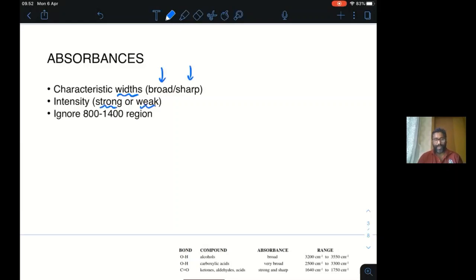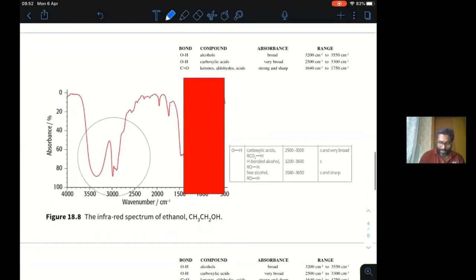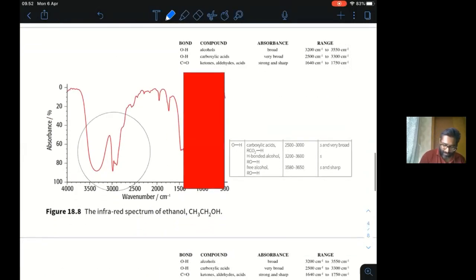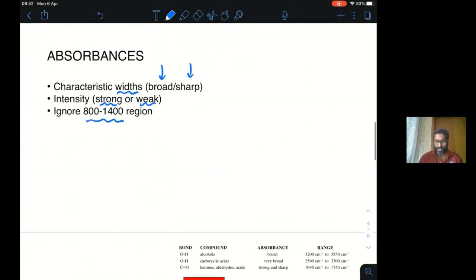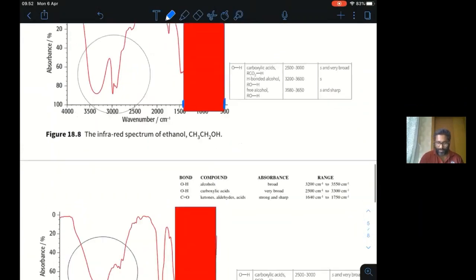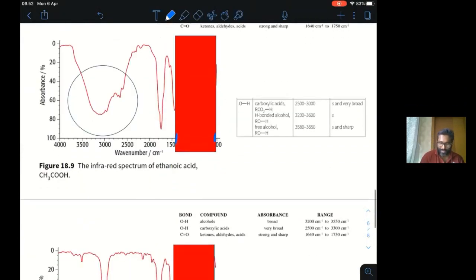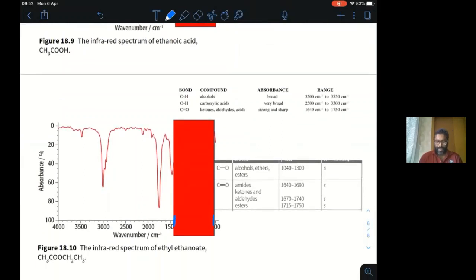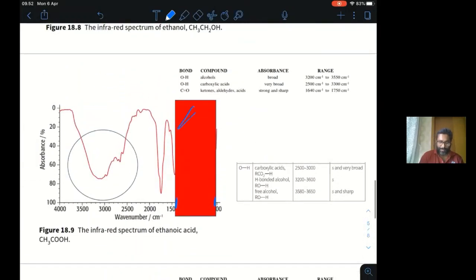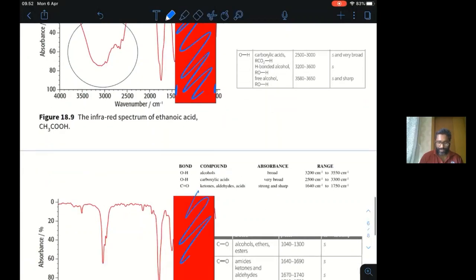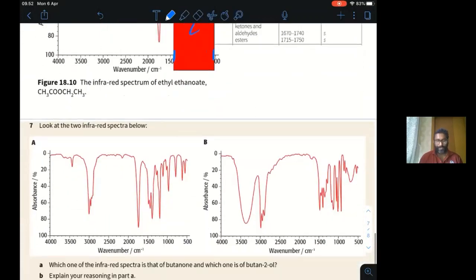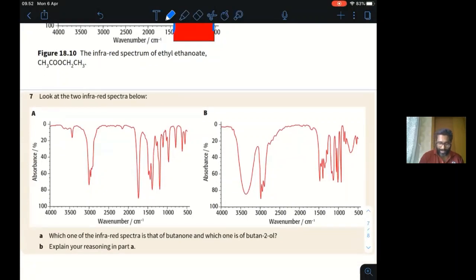The important part is that you are going to ignore the 800 to 1400 region. If you look over here, I have canceled this part. This is the 800 to 1400 region, the part that I asked you to ignore. I have canceled all of this. We just don't want that. In simpler form, you are not going to see anything from here. So you see one example here: anything from here to 1400 we don't want to see.